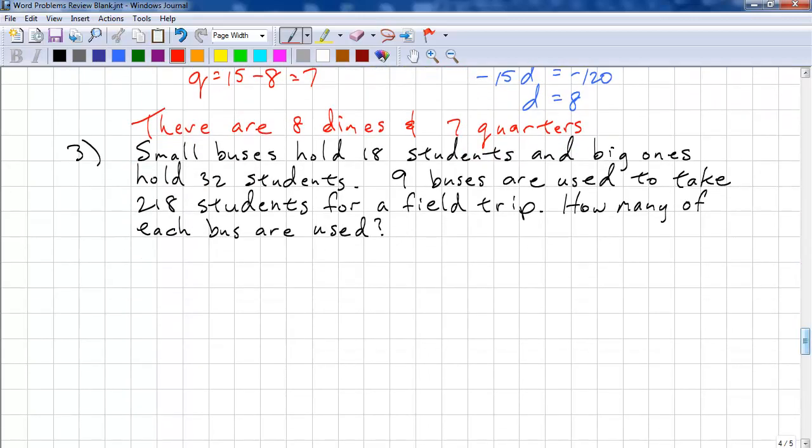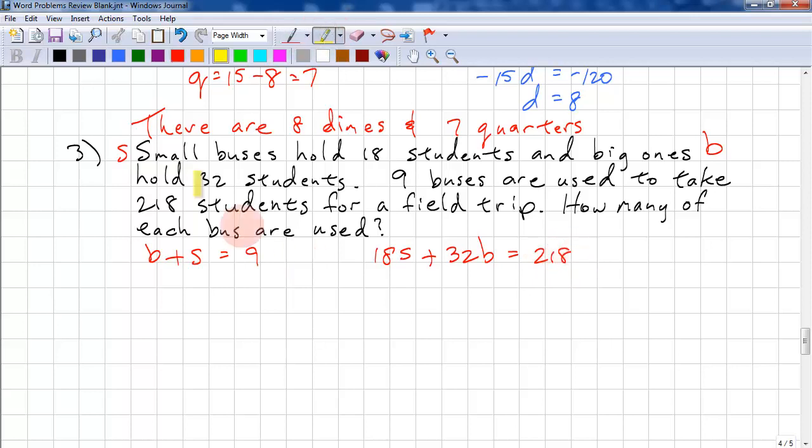Okay, another question. Okay, so we have buses and students. So we'll call the small bus S, and we'll call the big bus B. So B plus S equals, there's 9 buses. Now how do we calculate students? Well, a small bus holds 18 students. So we have 18S. A large bus holds 32 students. So that's 32B. How many students are there? It tells us 218.